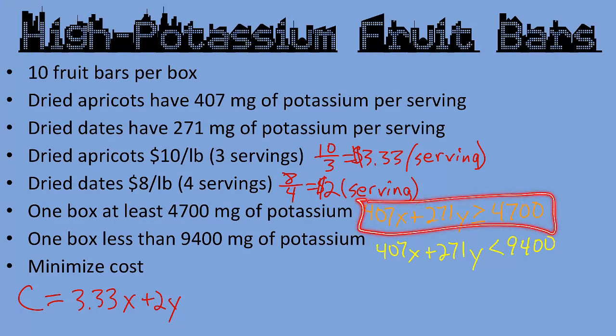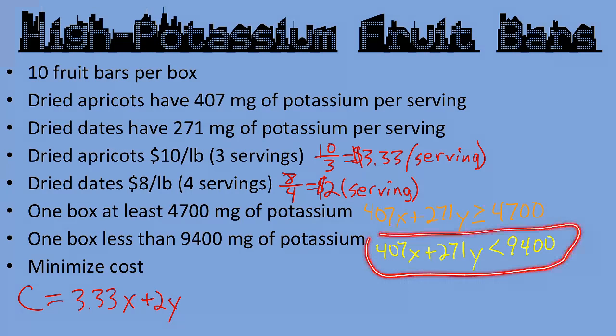This inequality has to be included because we want the potassium to be at least 4,700 milligrams. This inequality also has to be included because we don't want the potassium to be more than 9,400 milligrams in one box. So both of them have to be there for different reasons.